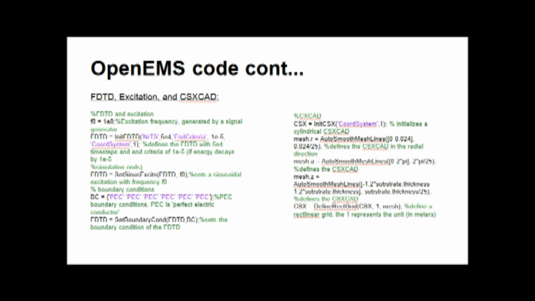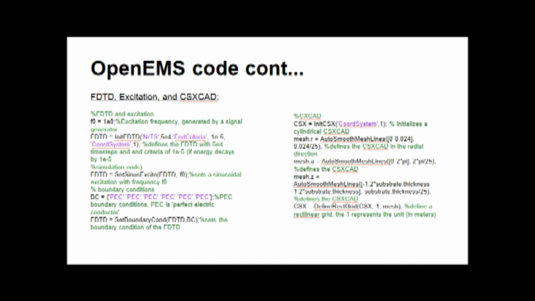So next part was the FDTD excitation and the CSX CAD. We initialized our FDTD with 5 times 10 to the 4th time steps and an end criteria of 1 times 10 to the minus 5. Also note that we defined it in cylindrical coordinates. We gave it a sinusoidal excitation of 100 megahertz. The frequency is 100 megahertz. And we set our boundary conditions to PEC, which stands for perfect electric conductor.